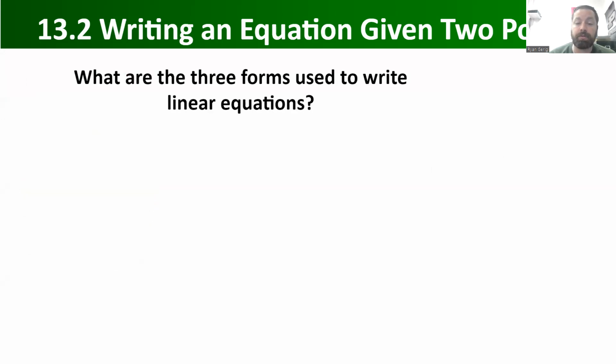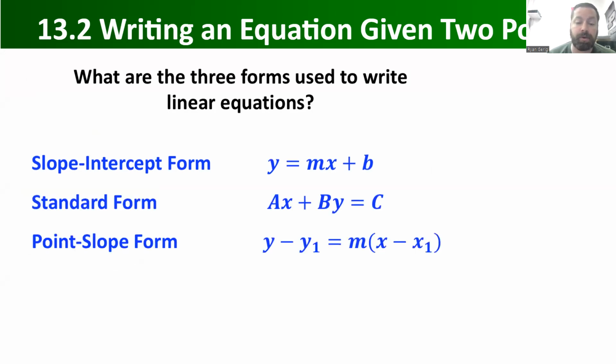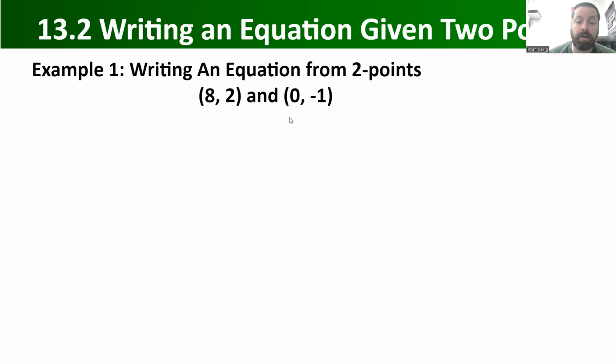So what are the 3 forms used to write linear equations? We have talked about this. It's slope-intercept form, standard form, and what we learned in the last lesson, point-slope form. All right, so writing an equation from 2 points. I'm going to show you 2 ways to do this. I'm going to let you choose which way makes sense to you. So please pay attention to both, and I'm going to do it a couple times in this video.